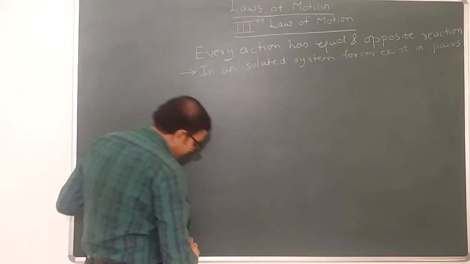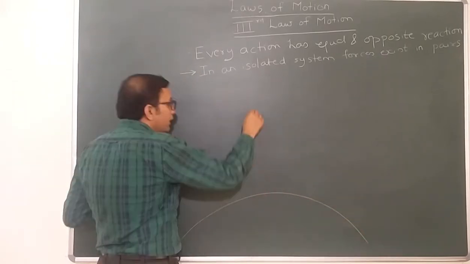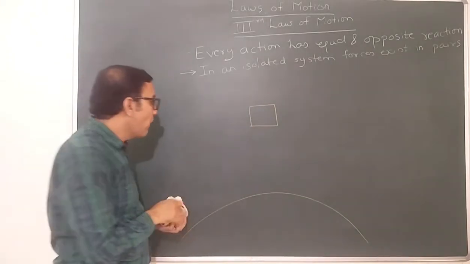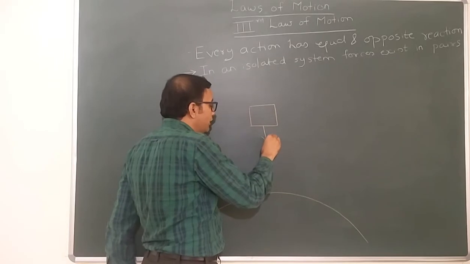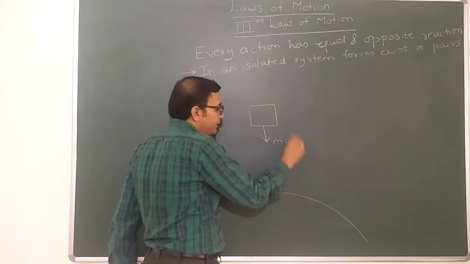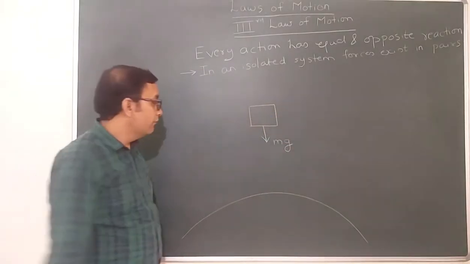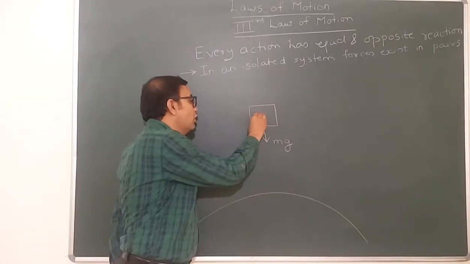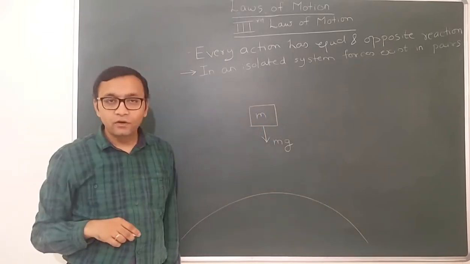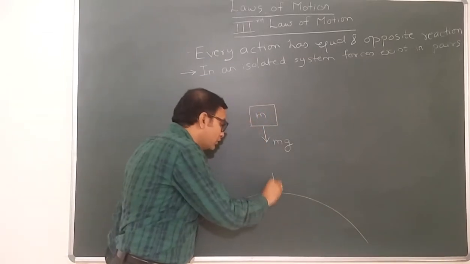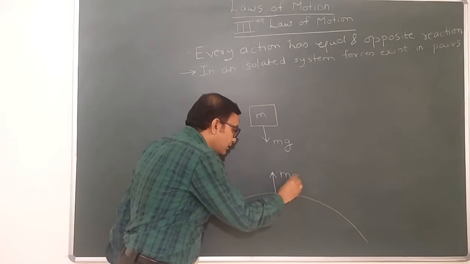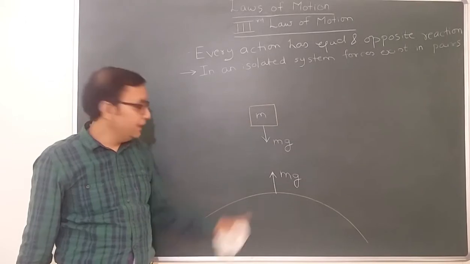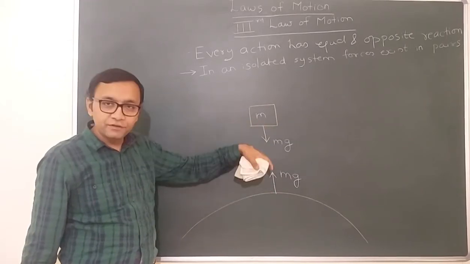Okay, suppose this is Earth. There is an object in air. Now this object is pulled down by Earth with a force of mg. Where is the pair of this force? Who is applying mg? The Earth is applying force on mass m downwards. So this mass will apply force mg on Earth. This is the pair of this mg, equal and opposite. Right?